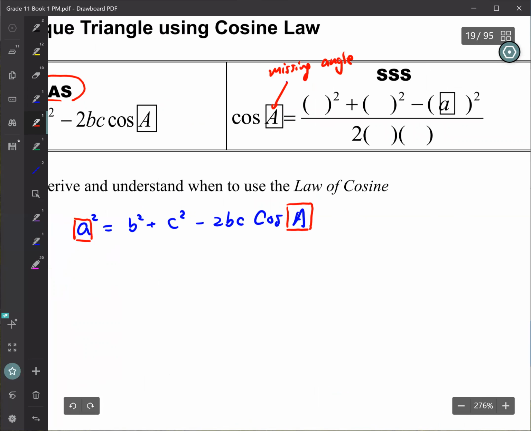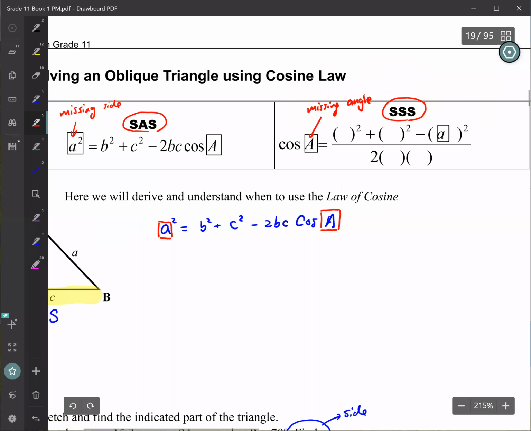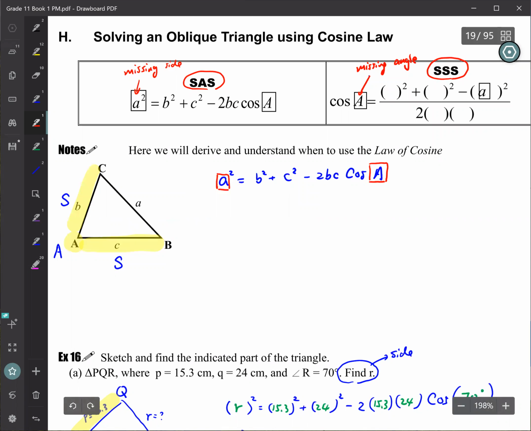And as you can see, this case is side, side, side. Side, side, side means they give you all three sides, and you want to use the sides to find the missing angle. Okay, so let's see where that formula comes from. What I'm going to do is take this part on the right side, the minus 2bc cosine A, right? This one is minus. I'm going to swap it to the left side. It used to be minus; if I move it to the left, it will become plus, right?